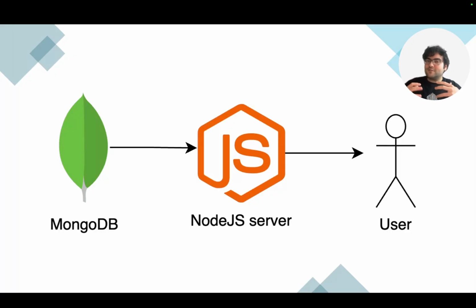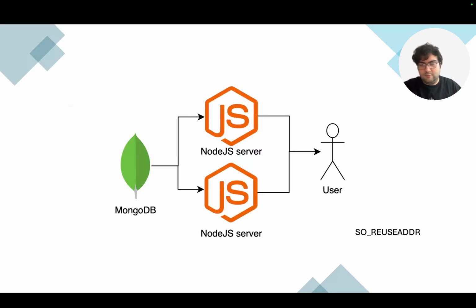The backend was a very simple one. We just have a MongoDB server where we store the data, and we have a Node.js server, and this is getting directly served to the user. This was running on our development machine for a long time, and once we wanted to get into some testing phases where one load wasn't enough, we decided to use some SO reuse address tricks to run multiple Node.js servers to handle more requests, because Node.js is not multi-threaded.